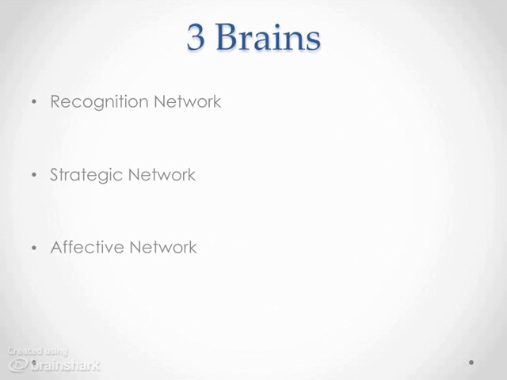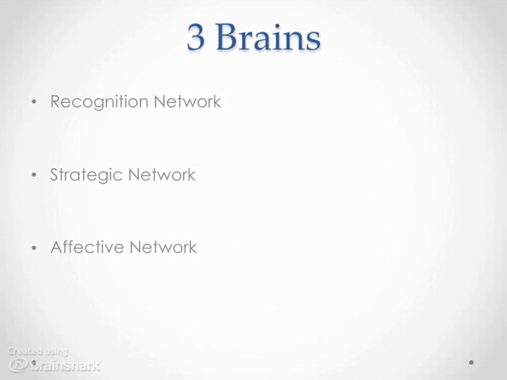When we're talking about how we think, we're talking about three different brains or three different networks. The first is a recognition network, and this is what tells us what we are seeing. So if we walk into a classroom, we know we are seeing chairs, we are seeing tables, we are seeing a whiteboard. It's purely what we see, what we recognize.